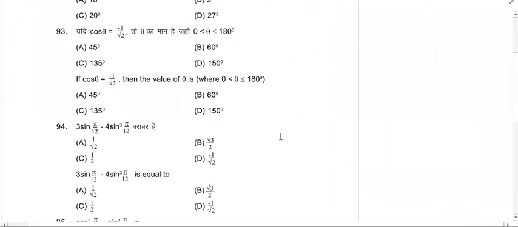Number 93. Cos theta is equal to minus 1 over root 2, then the value of theta from 0 to 180. So cos of 45, looking at a reference angle of 45 degrees, you get 1 over root 2. So in the second quadrant, 180 minus 45, 135 degrees. How did we get this? 180 minus 45 degrees. Cos is negative in the second quadrant.